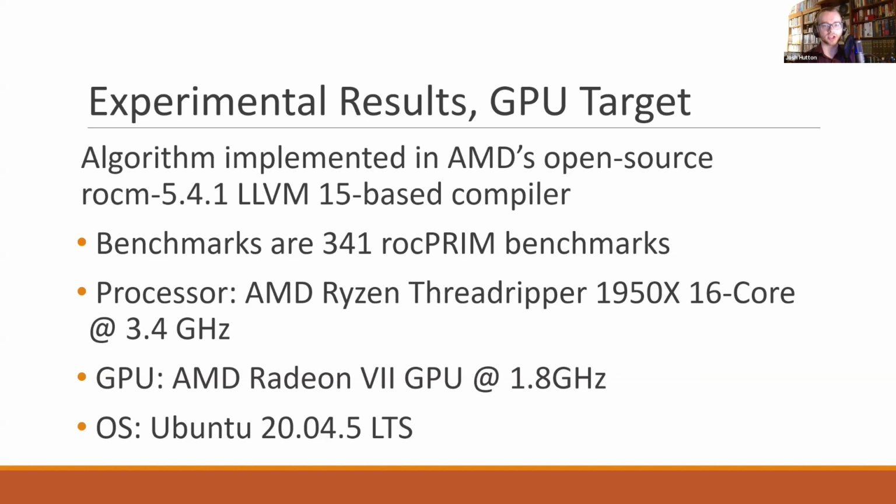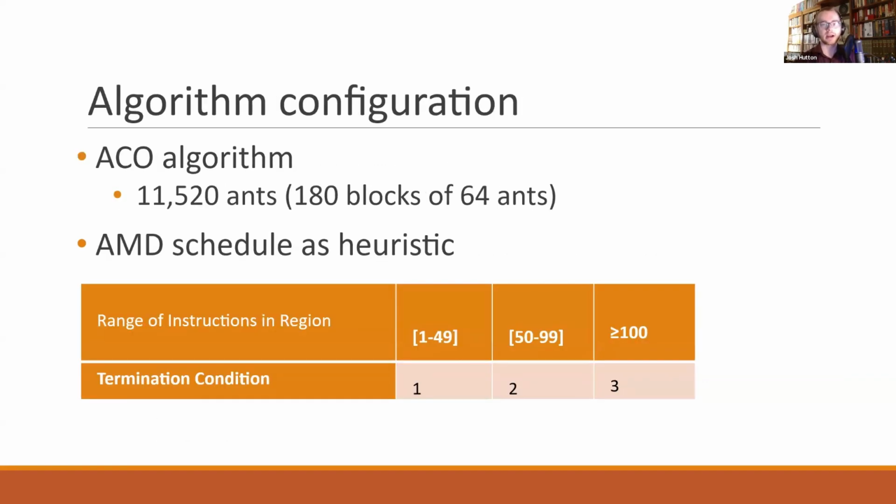Next, I will go over our experimental results. Here's some information on the machine that we use to run our tests. These tests were run using ROCm in the LLVM15 compiler on the AMD GPU. The micro benchmarks that we ran are for ROCprim, which is a library of primitives used on the GPU. We ran our algorithm with 11,520 ants, and we use AMD's scheduler to construct the initial schedule going into pass 1, as well as the guiding heuristic for both passes.